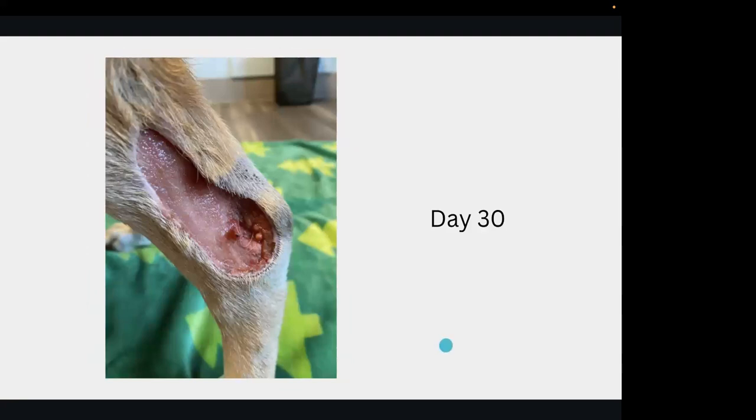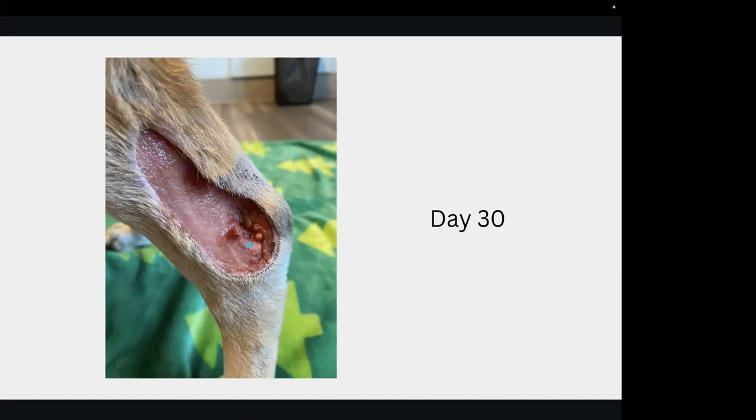Someone's asking if you should bandage it, and the company says no. Do not bandage it. You need to leave it open to the air. And they think that when the dogs are licking it, it's actually stimulating the immune system even more. So they say no bandages. They don't say no e-collar. They suggest against it, but they tell you to use your judgment. But this is on day 30.